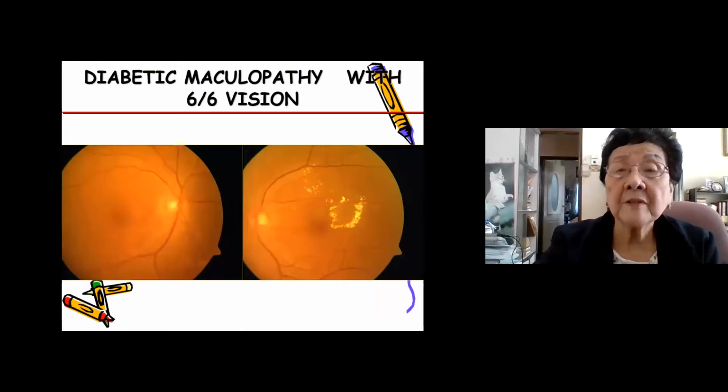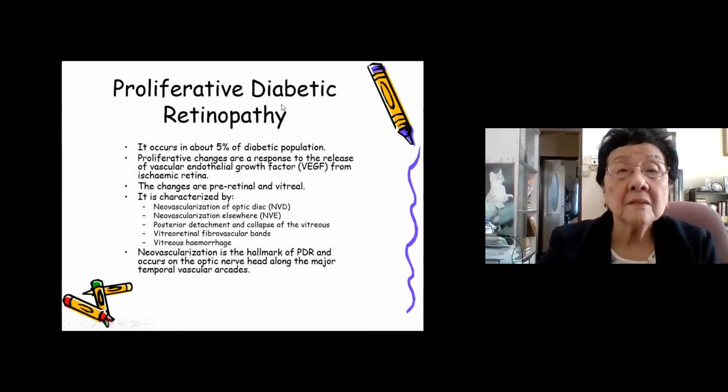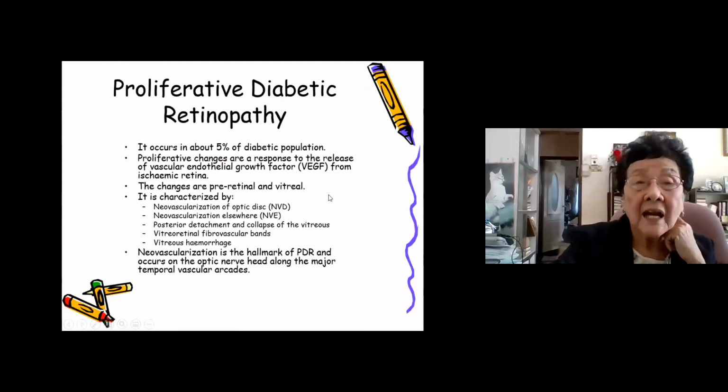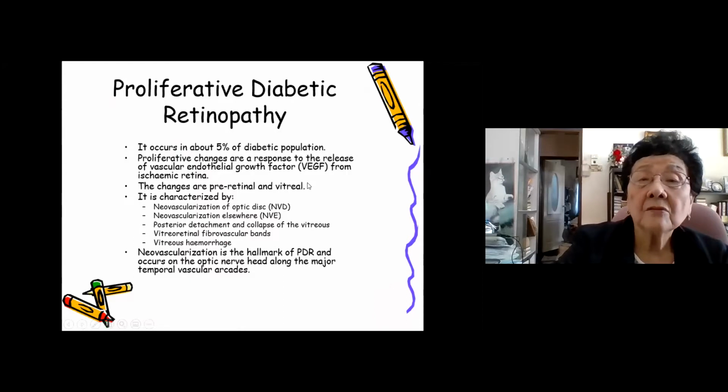Diabetic maculopathy, you can see in this case, starting maculopathy, but the patient has wonderful vision, 6/6, which is normal. So it occurs in 5% of the diabetic population. However, all this bleeding can respond to what is called anti-VEGF.